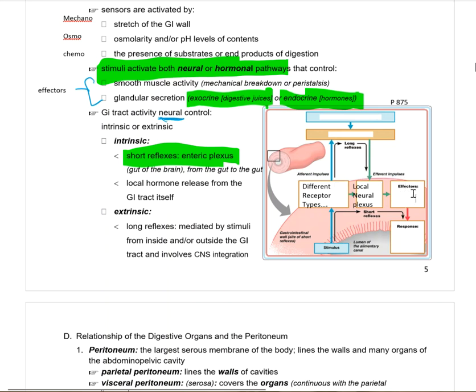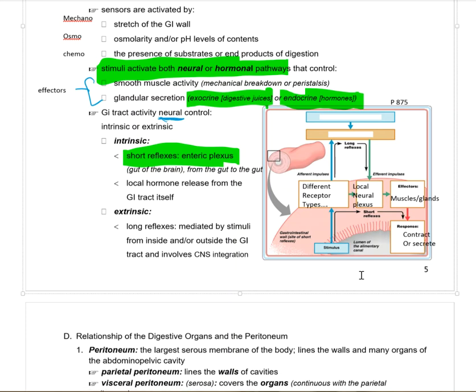Okay. Local neural plexus. Now, that local neural plexus is just the enteric plexus we just talked about. Short reflexes, enteric plexus. And we then send messages directly to effectors. And if you remember what effectors are, they are muscles and glands. Okay. And then we have some response. And what's the response that we can do? We already talked about this, we can contract or we can secrete. So we can either do some muscle movement, the muscles will contract, or the glands will secrete.